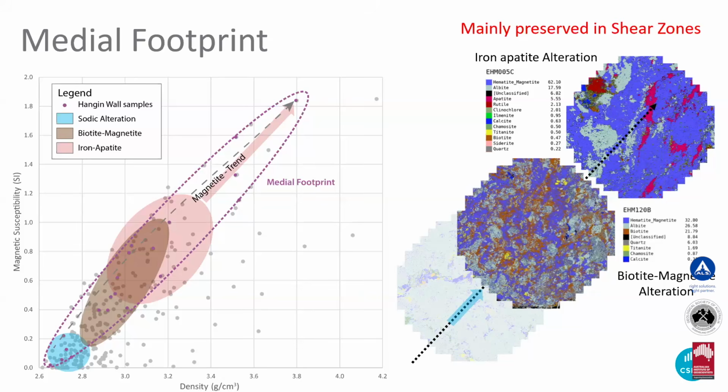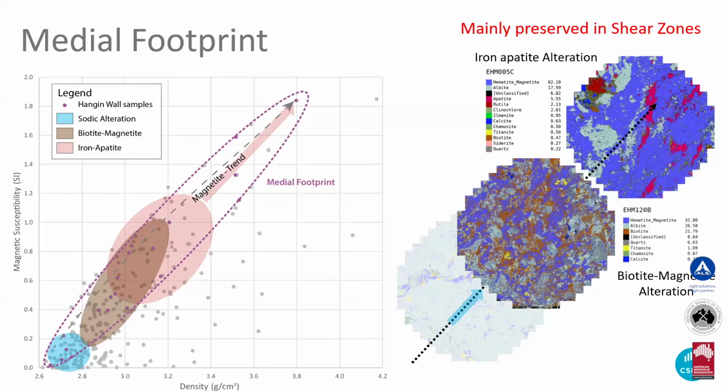Going a bit further on in time, we get biotite magnetite alteration. You can see this is overprinting the sodic alteration, and this is a little bit less magnetic, definitely a little bit less magnetic. It's quite a lot less dense, and what you're seeing here is the outer part of the potassic alteration at Ernest Henry. So biotite magnetite rich, still sitting along this linear trend, which I call the magnetite trend.